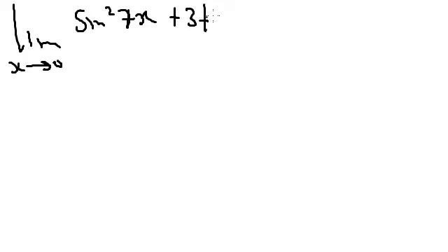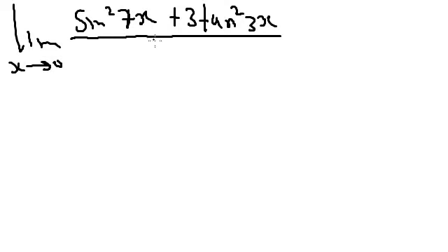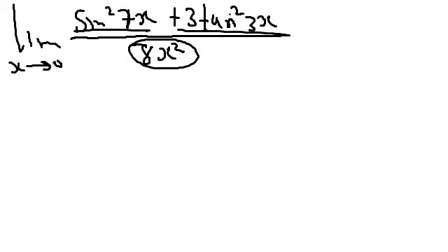So consider the limit as x approaches 0 of sine squared 7x plus 3 tan squared 3x, all divided by 8x squared. Okay, pause the video and figure this out yourself. Now, if you want, you can convert tan squared 3x to sine squared 3x over cos squared 3x, but I won't do that right now. Instead, I would split it into the sine squared 7x part and the tan squared 3x part.